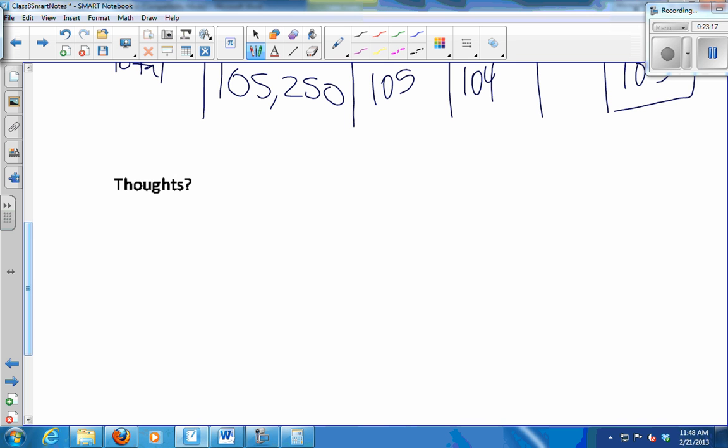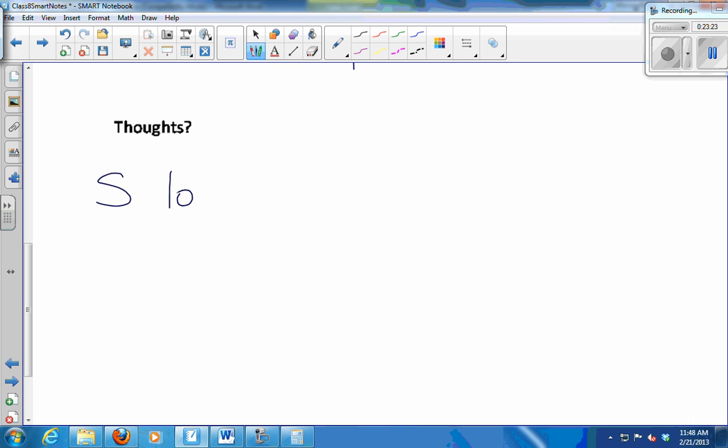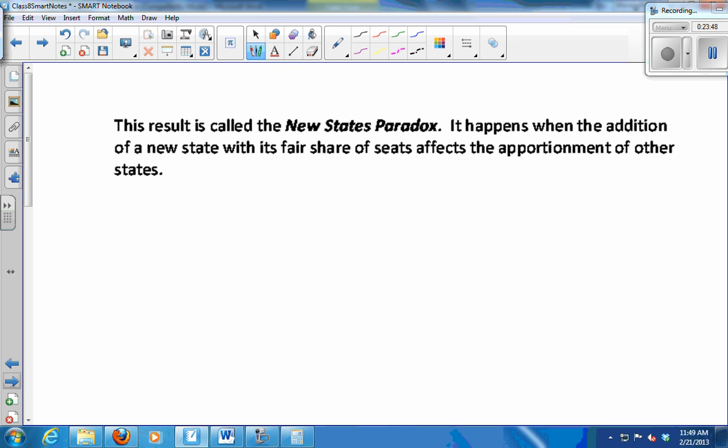So this is another paradox. North gained, South lost a truck to North, which is weird, because it's not like we took a truck away from North or South to take care of the new town. Our 5 new trucks went to take care of the new town, and then we just did some switcheroos in the 2 towns that seemed fine already. So this is called the new states paradox. It happens when the addition of a new state, or in our example, a new town, with its fair share of seats affects the apportionment of other states.